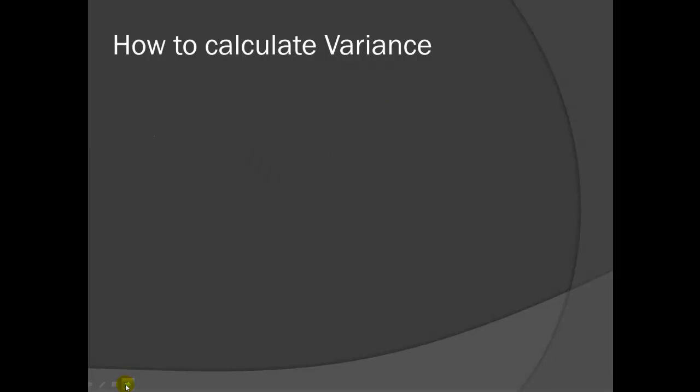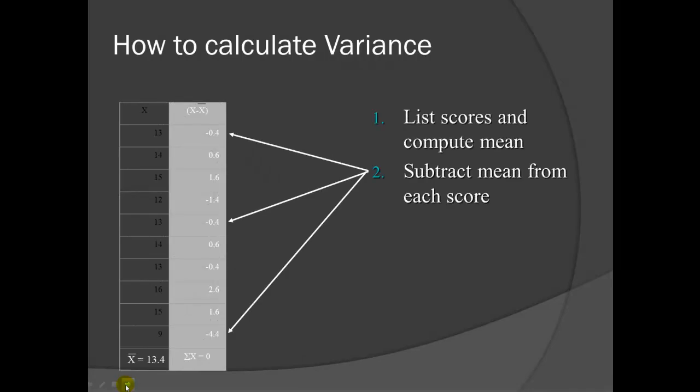Okay, what's the next thing that we do? Well, the second thing we do is subtract the mean from each score. So 13 minus 13.4 gives us negative 0.4. 14 minus that, 0.6. 15 minus 13.4, 1.6. So if we did that for every single variable, we essentially get x minus x bar here.